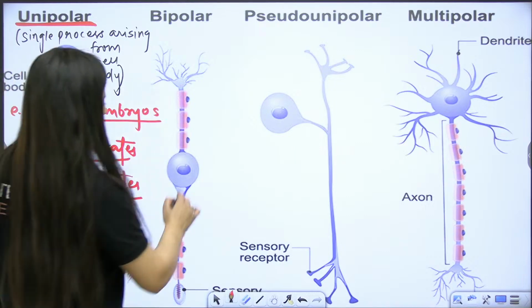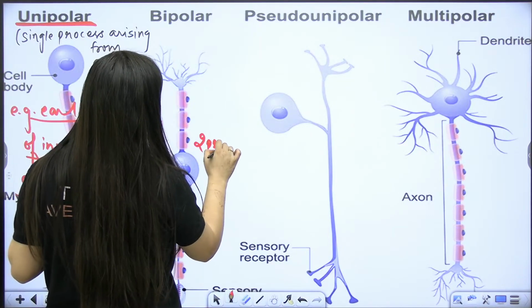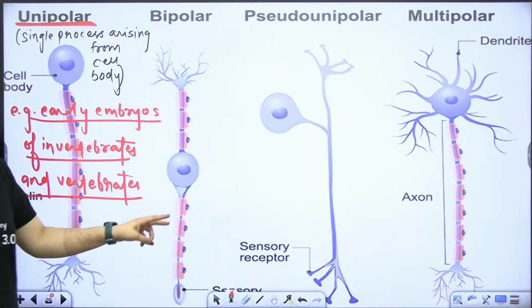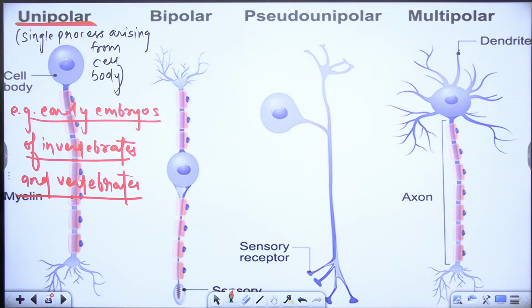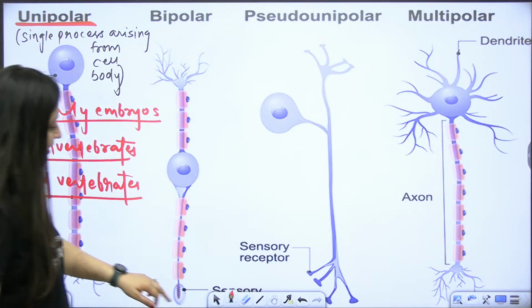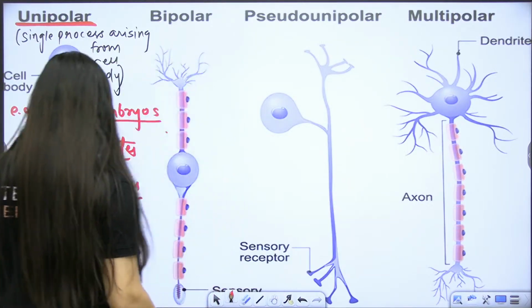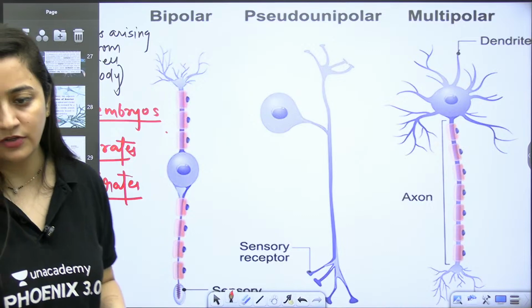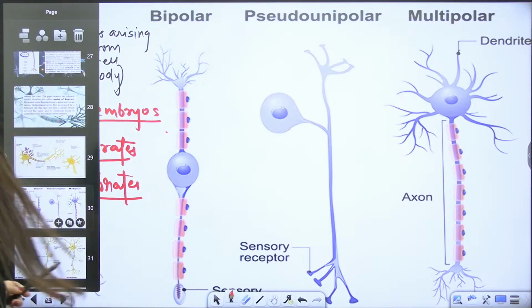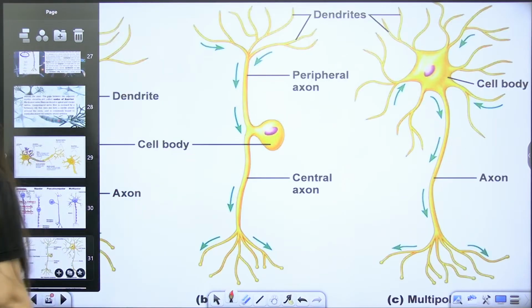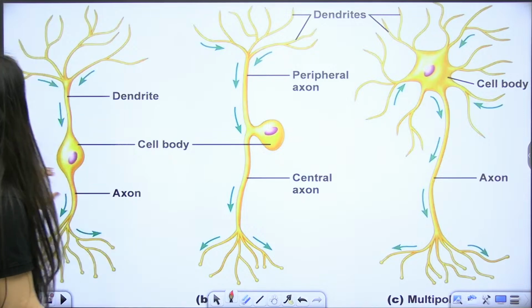Okay. Bipolar. Bipolar means only two processes are there: an axon at one end and a dendrite at another. One axon, one dendron. That's how you can write it. From the diagram you might think that both the sides have an axon, but actually it is not like that. So this is the most appropriate one.